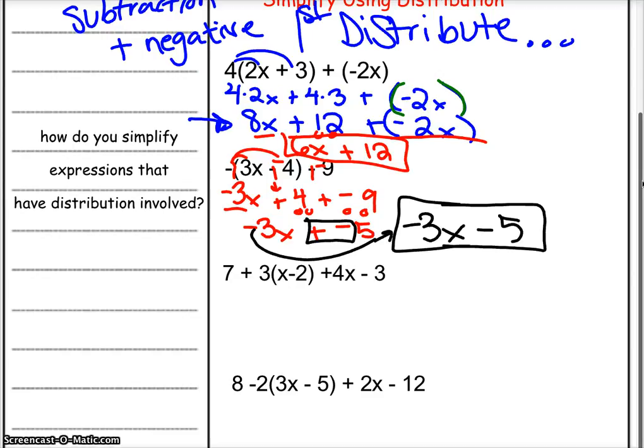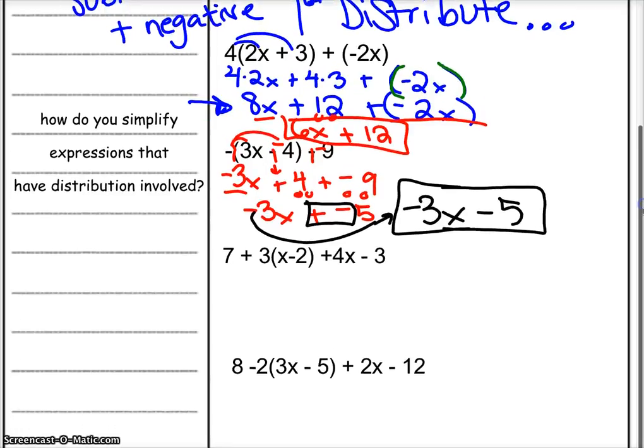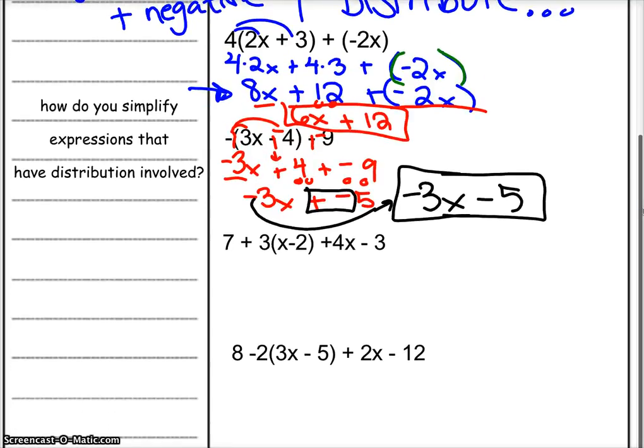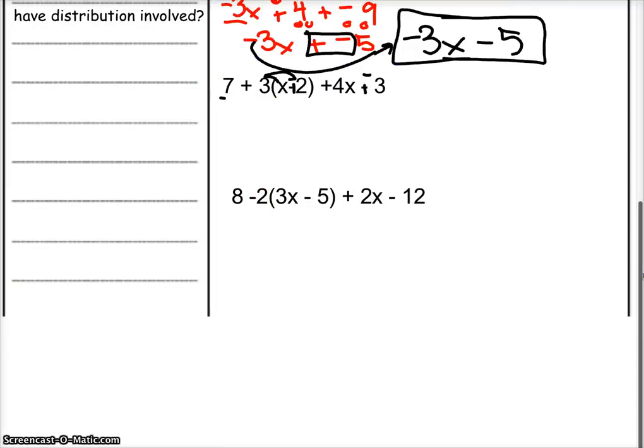Okay, next one, regular level is getting a little more intense because the distribution is in the middle of the expression. Same strategy. Plus a negative where I can. So I show my distribution and I change to plus a negative. 7 plus 3 times x is 3x, plus 3 times negative 2 is negative 6, plus 4x plus a negative 3.